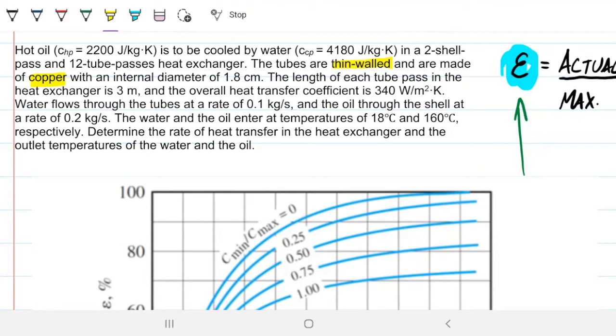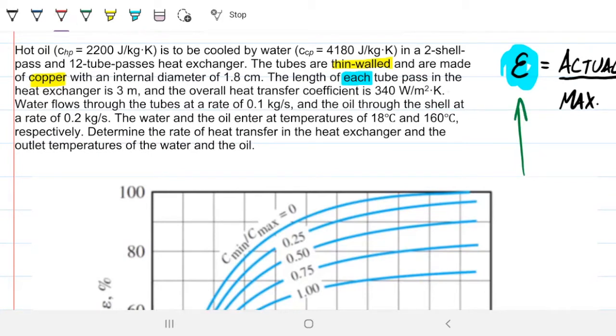The length of each tube in the heat exchanger is 3 meters. And this is going to go back to one of your questions on the previous problem. So this is for each tube. Watch out, right? So for each tube, we have 3 meters in length, and we have a total of 12 tubes. So if I were to stretch the whole thing, what I would have is 12 times 3 meters in length in total. The overall heat transfer coefficient is 340.